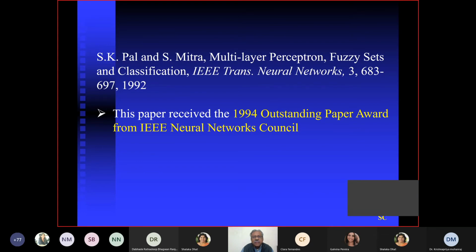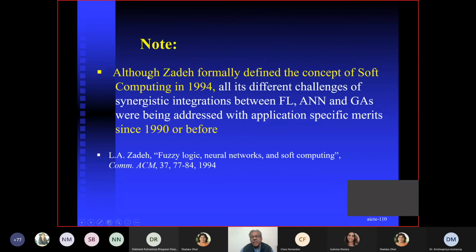This is how to make synergistic integration, and this synergistic integration was attempted by different researchers from all over the world before the term soft computing was coined by Professor Zadeh in 1994. So many people do not know this, so I thought I had better stress it.